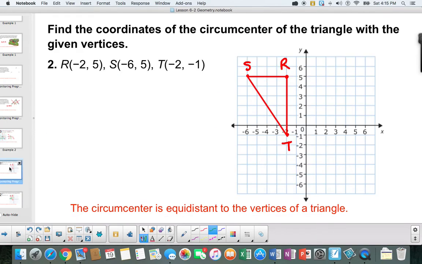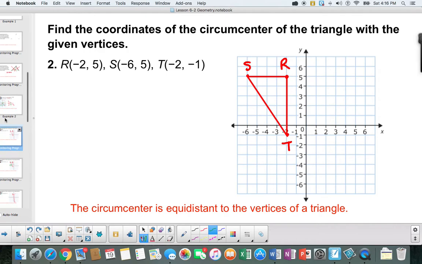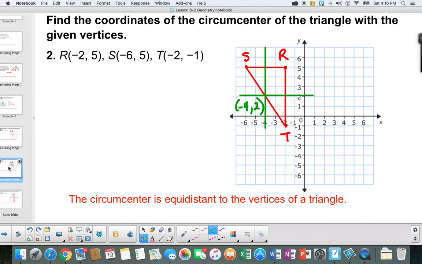Okay, your turn. Go ahead and try to draw the perpendicular bisectors for two sides. And I suggest it's the horizontal side and the vertical side. Take a minute to do that and see if you can find the circumcenter. Here's the answer.